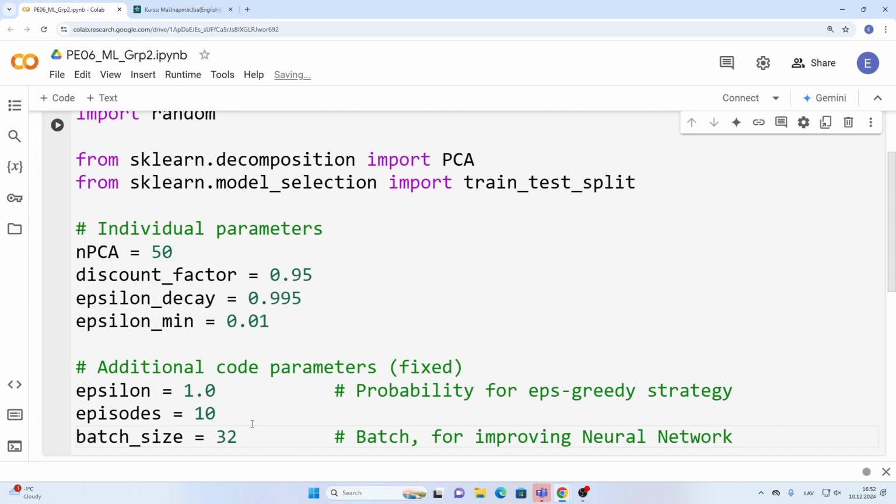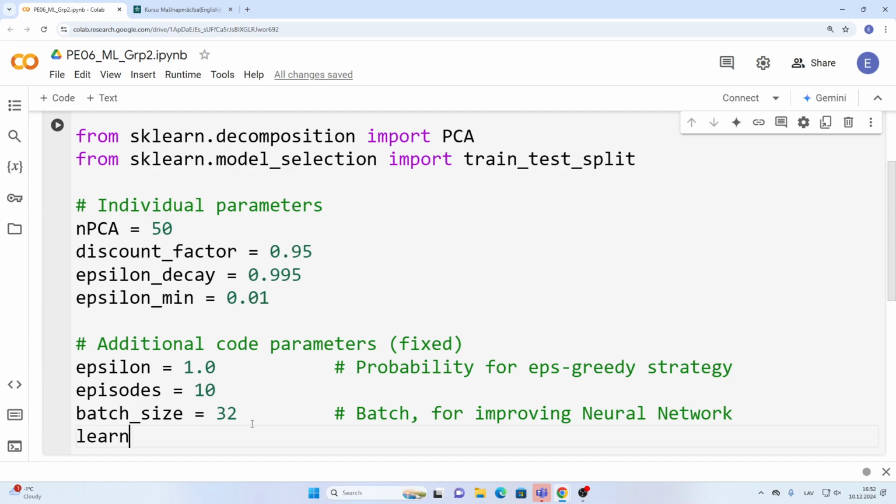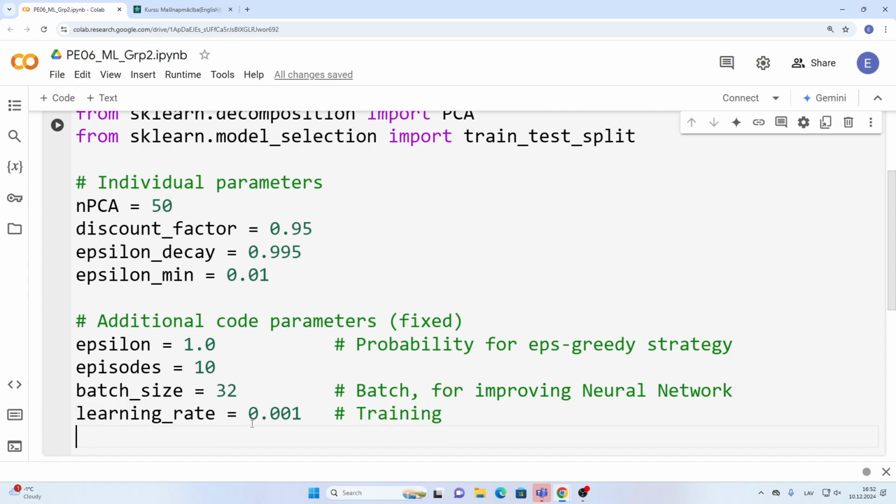And some more parameters such as learning rate, of course, which is 0.01 for training, as well as number of actions, which is going to be 10 because we have digits 0, 1, 2, all the way up to 9.